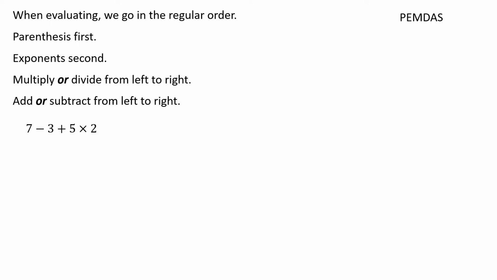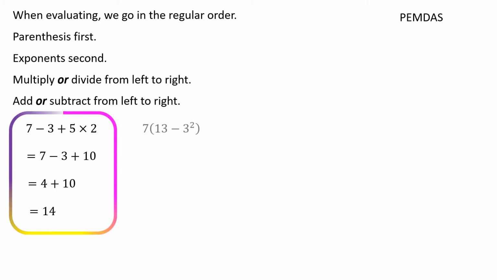Hey, first example, I don't see any parentheses. I can skip over that. I don't see any exponents. I can skip over that. Hey, I do see some multiplication or division. So I'll have to do the 5 times 2 to start with. 5 times 2 is 10. Now I can look for any adding or subtracting. I see both, so I need to go from left to right. So 7 subtract 3 gets me 4. 4 plus 10 is 14. And there's the answer to the first example.